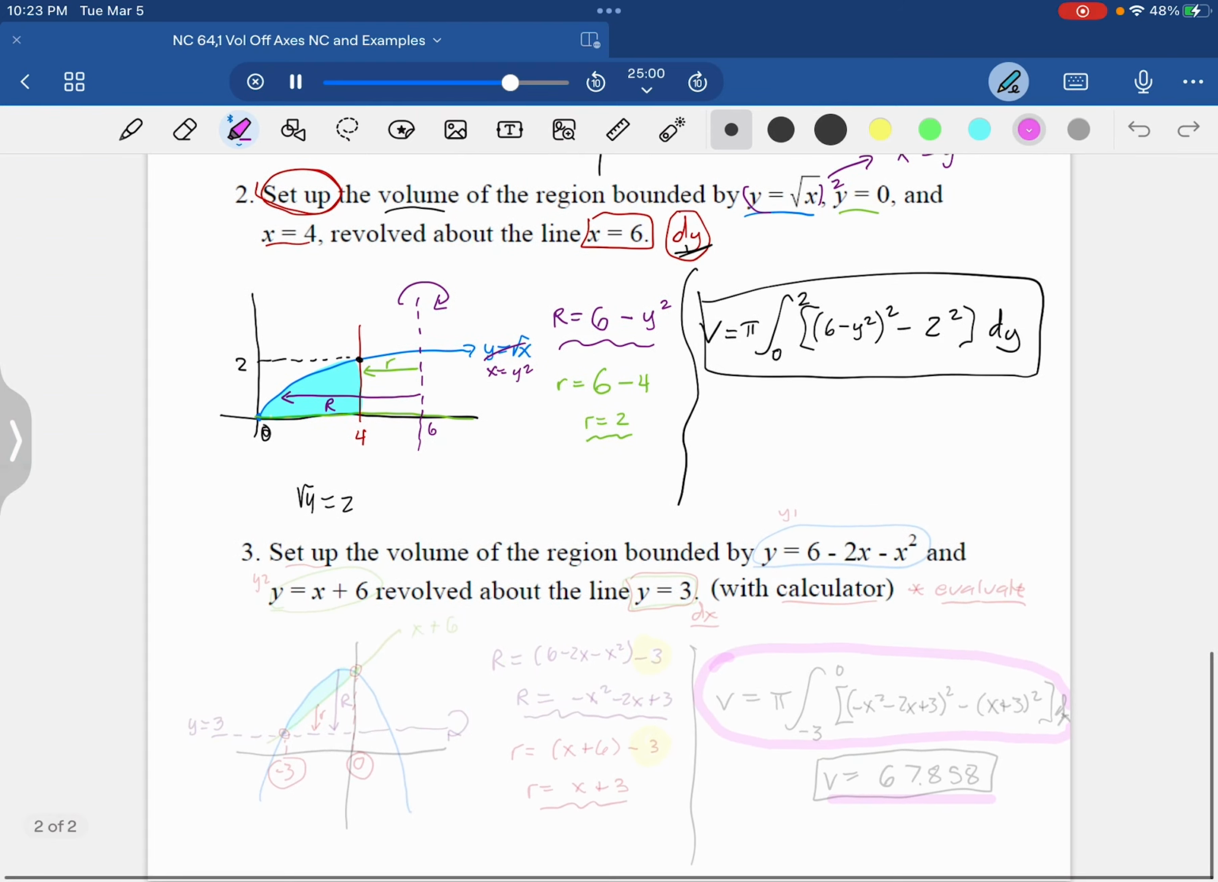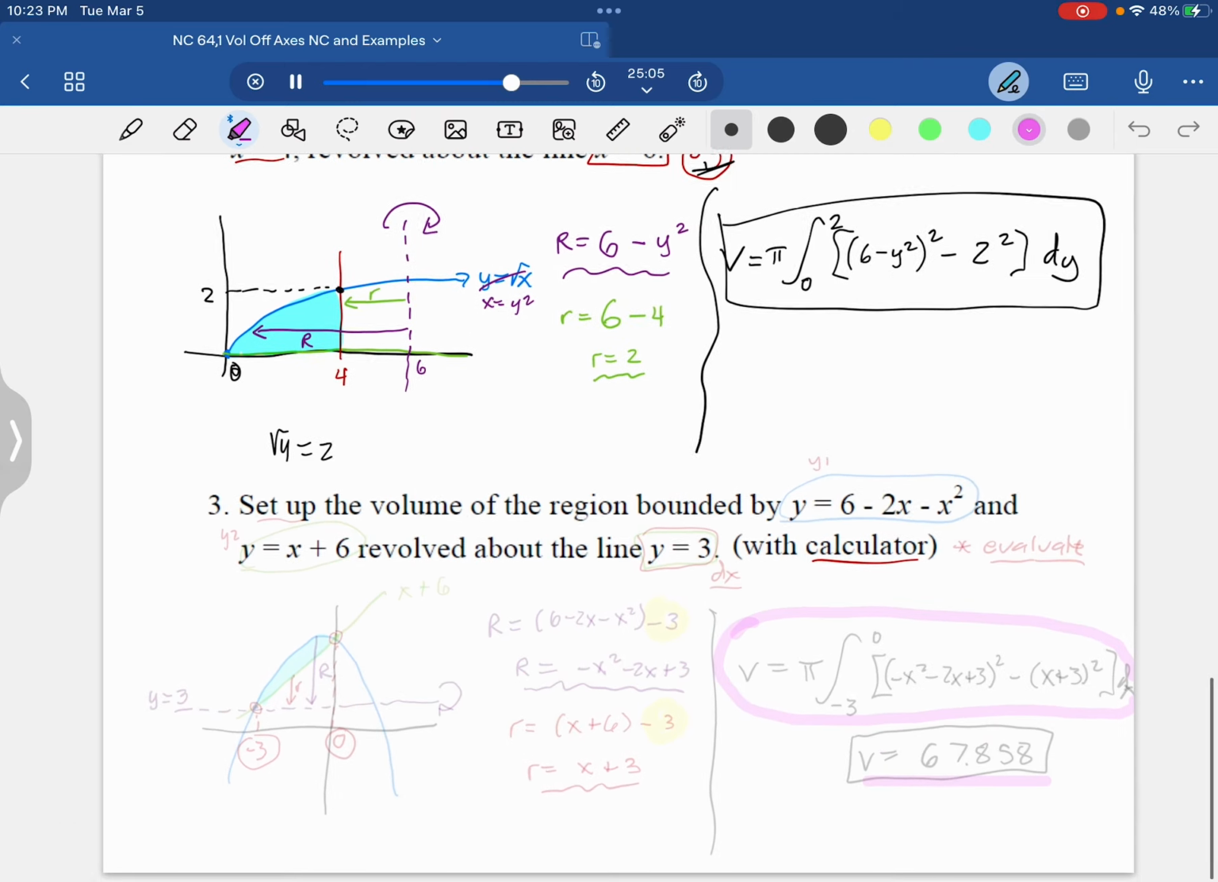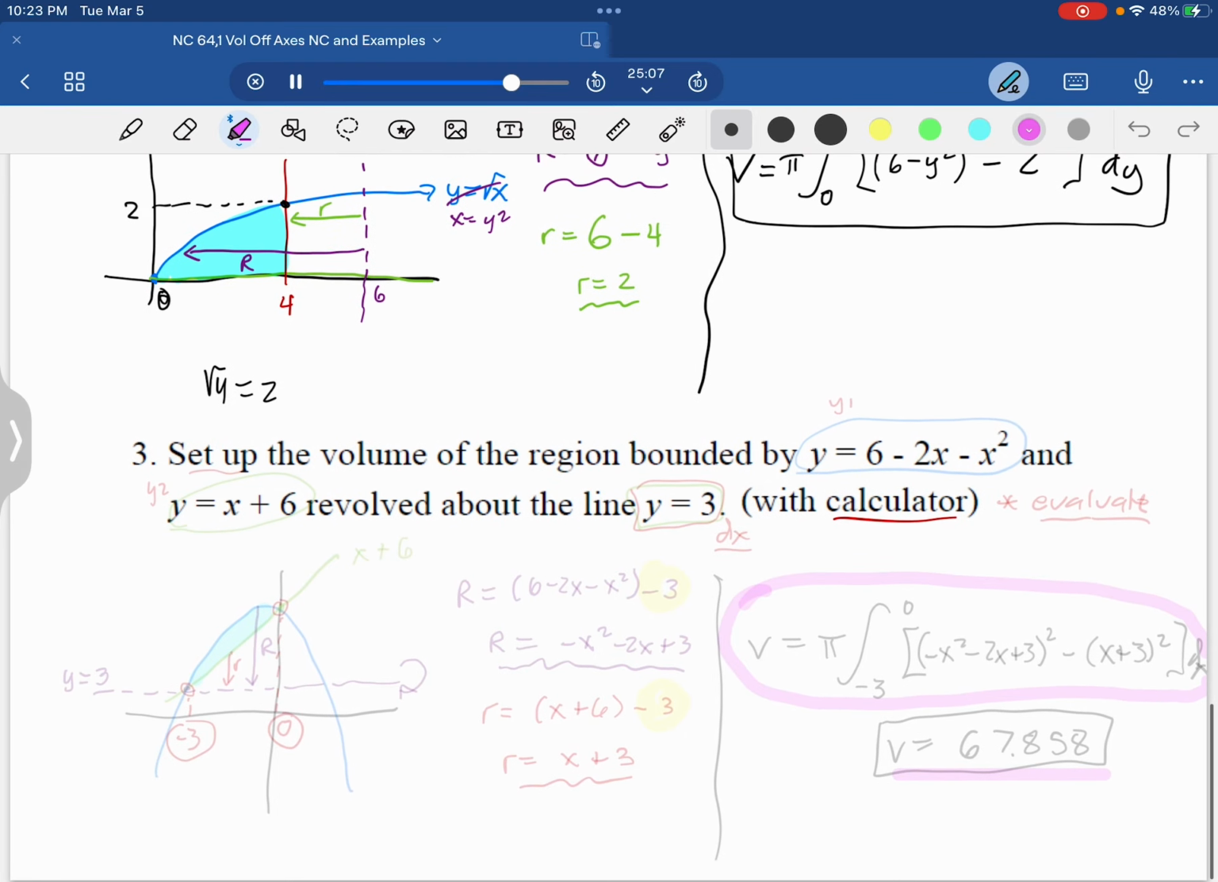So let's try one last one. This is one that we're actually going to evaluate because it is calc allowed, so we'll actually finish it on the calculator. Even though it just says set up, because it's calc allowed, let's go ahead and actually evaluate. So we'll actually get a number answer on this one because we can. It's pretty quick once we set it up.